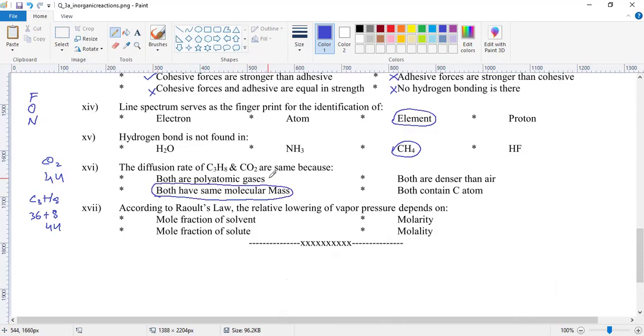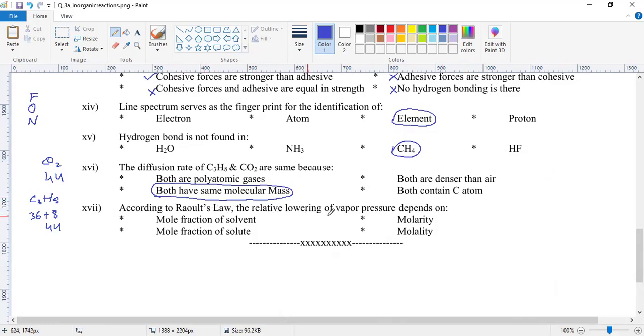Both are polyatomic: no, it doesn't matter. Both are denser than air: it doesn't matter. Although yes, they are denser than air because the highest molecular mass in air is 32, that is oxygen, and they have 44. But this is not the reason for the same rate of diffusion. Both contain carbon atoms: again, it is not the reason.